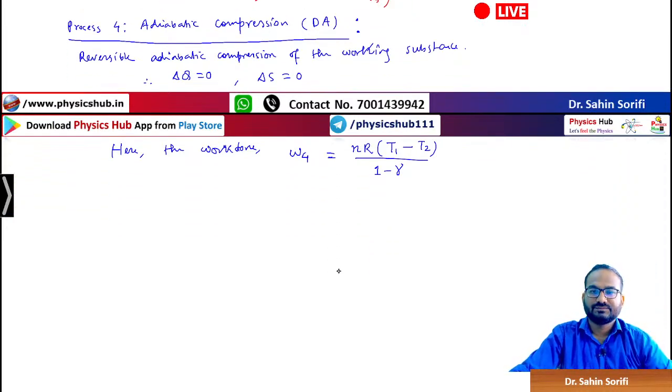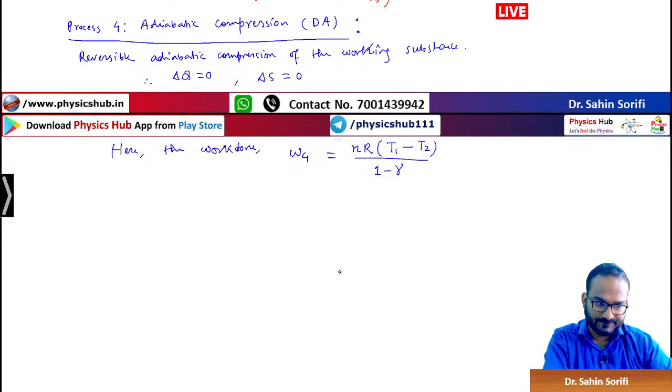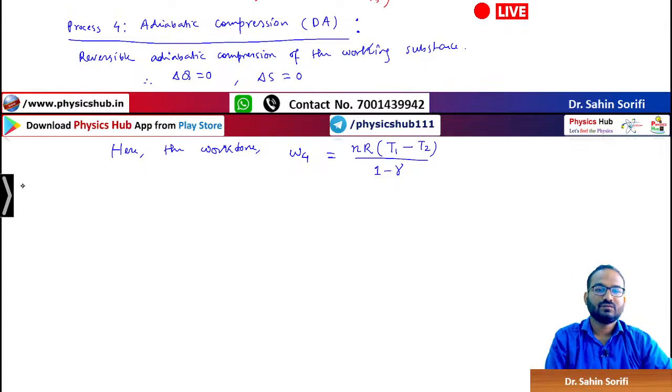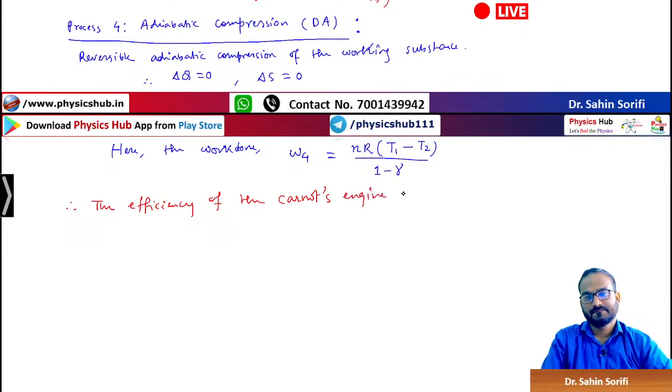Is it clear till now? Tell me, guys. What we have to calculate? We have to calculate the efficiency of the Carnot engine. Therefore, the efficiency of the Carnot engine is given by eta is equal to W by Q1. This is the formula, right?